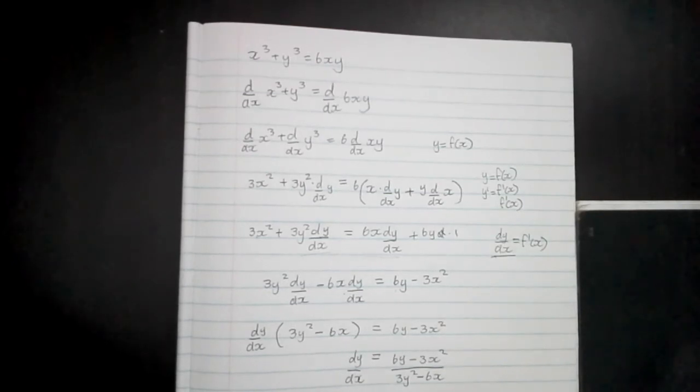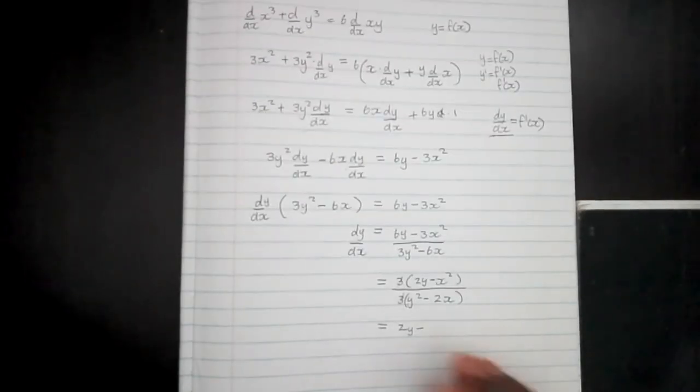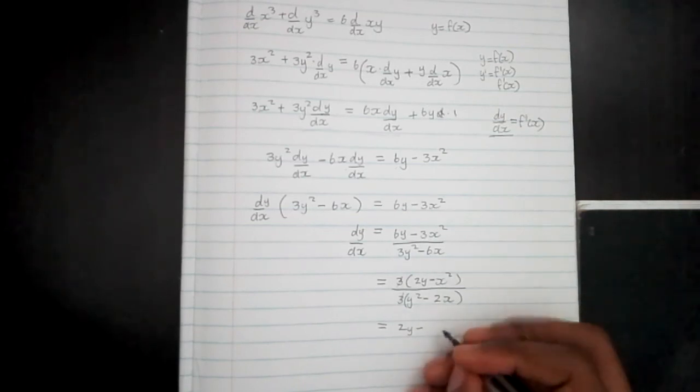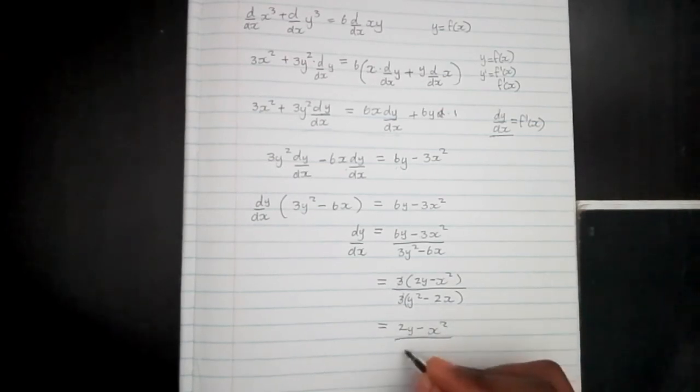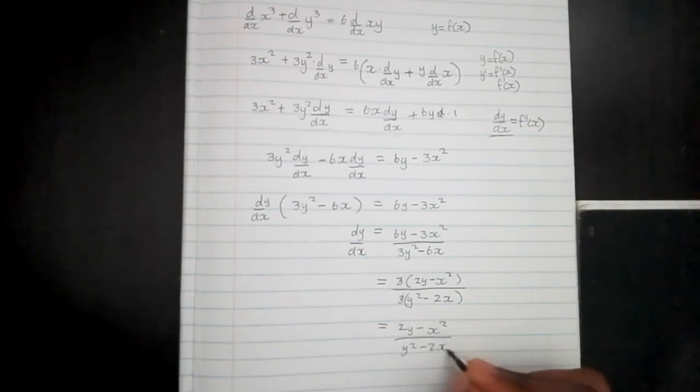Now the final answer is just, because these two 3s cancel out, our final answer is 2y minus, oh, I guess you're not seeing this. Our final answer is 2y minus x squared over y squared minus 2x.